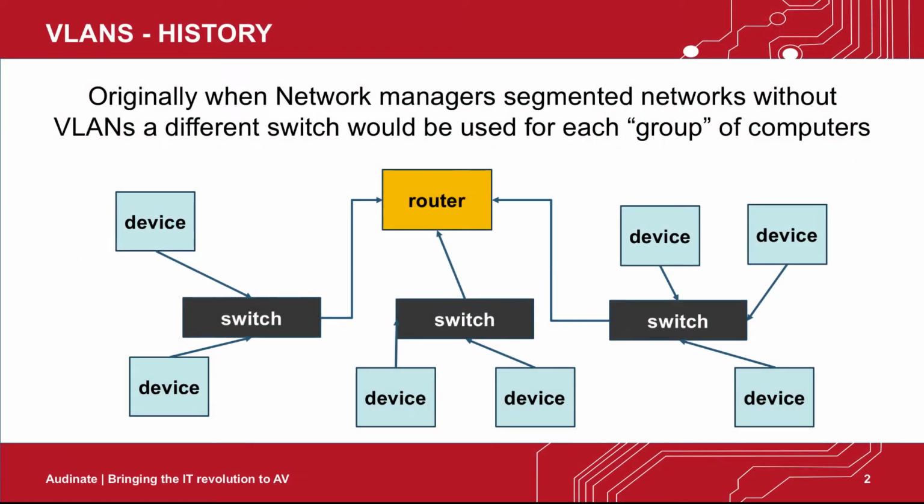Before we get into how VLANs can be used in Dante networks, let's first take a look at their history. Originally, when IT managers wanted to segment a network, they would have to buy a different switch for each function. Which is okay as long as your groups were geographically similar to each other, and it was okay if you were using nearly all the ports on the switch. But real life is unfortunately not like that.